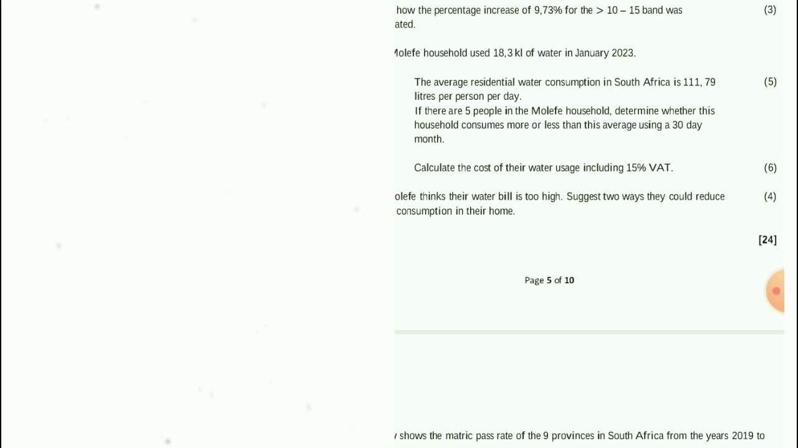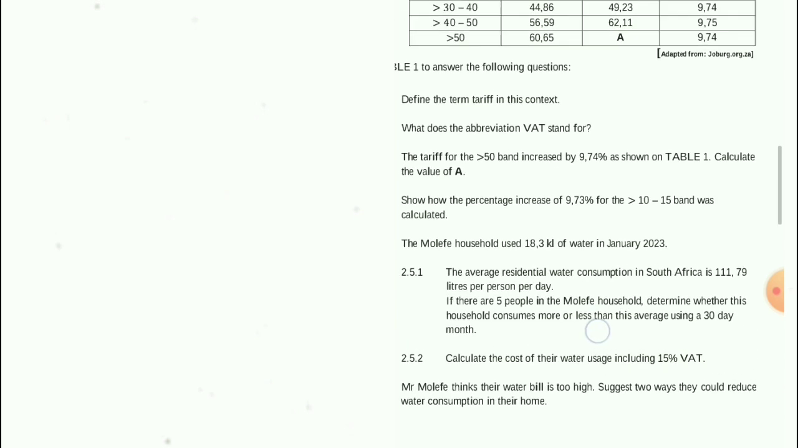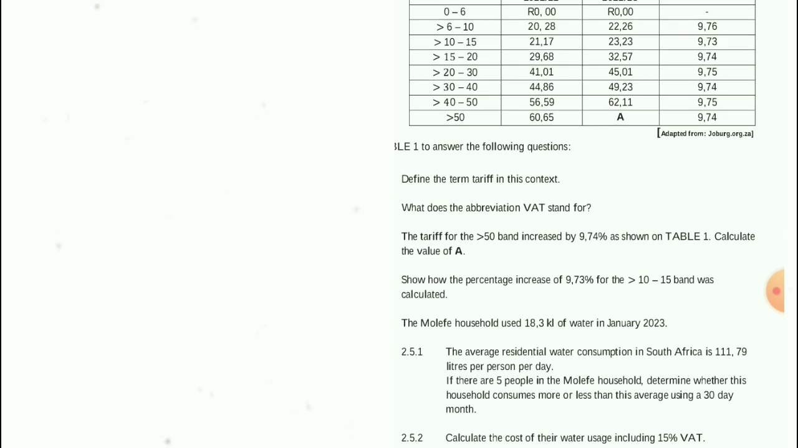So what do we do on this one, guys? Pause and try to do it for yourself first. And the 15%, you're going to deal with it at the end after you're done calculating the cost of water usage. This is the table we are dealing with, guys. Pause and do it for yourself. Okay, guys, I hope that you are done.